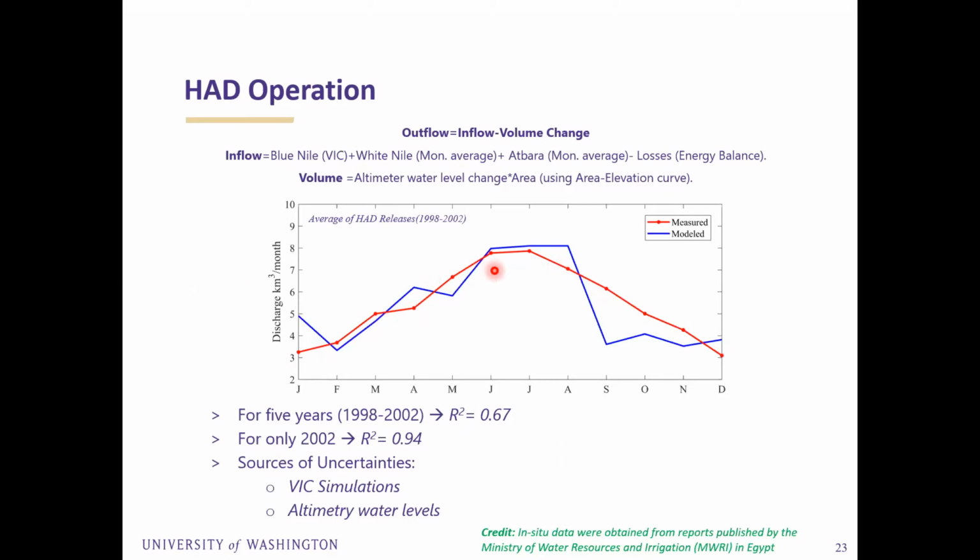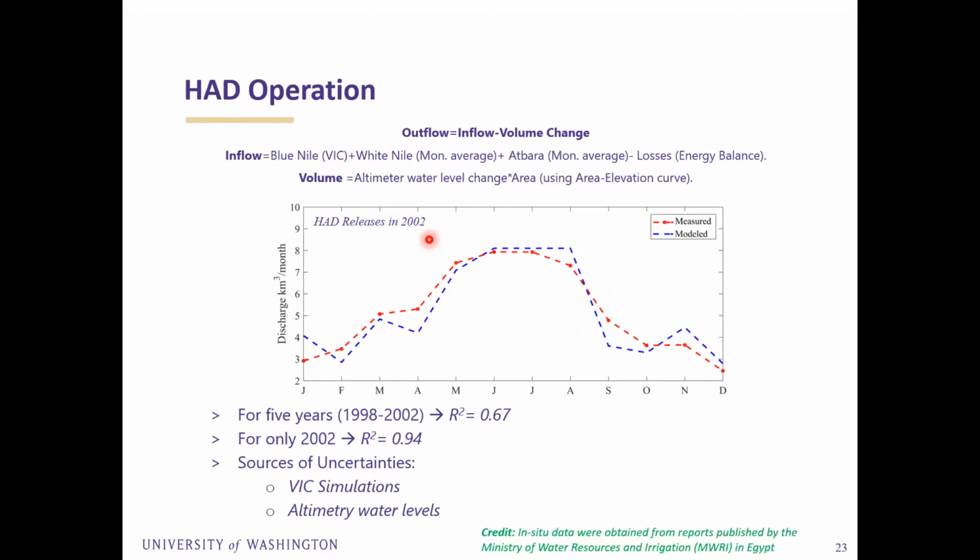And you can see, especially for the winter season and the spring season, it's very close, but later the model is underestimating the release, and the y-axis is showing the release from Haiswan Dam. So it's underestimating the release from Haiswan Dam. But if we look more closely at only 1 year, like 2002, we can see that the performance of the satellite model is improving.